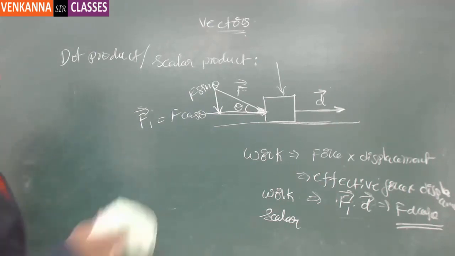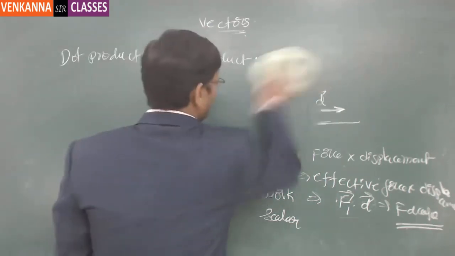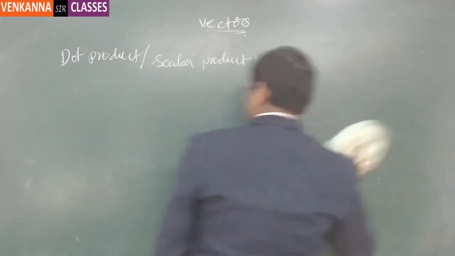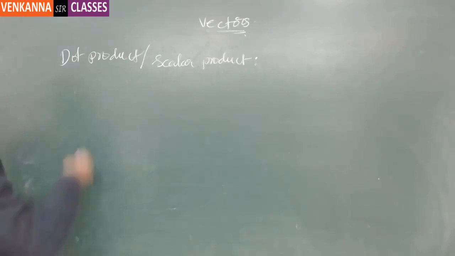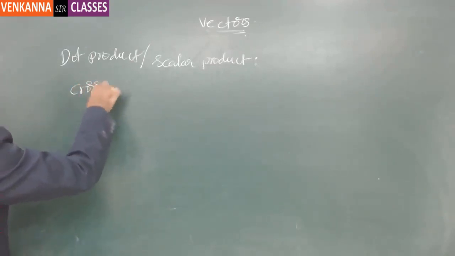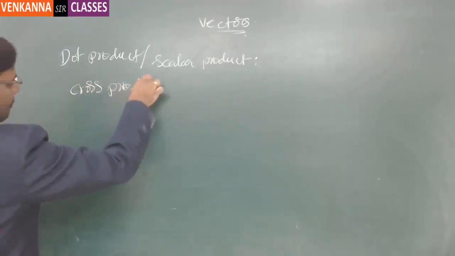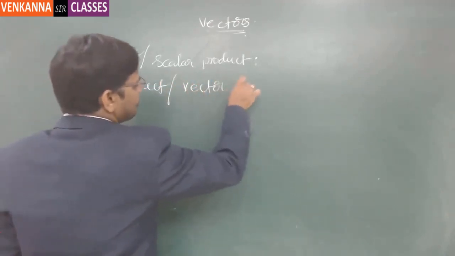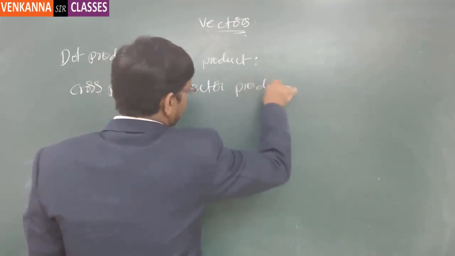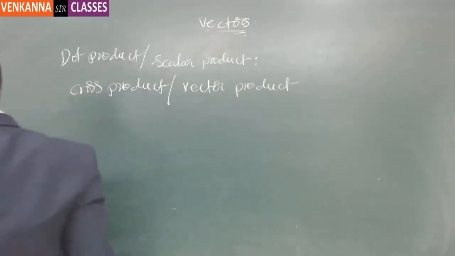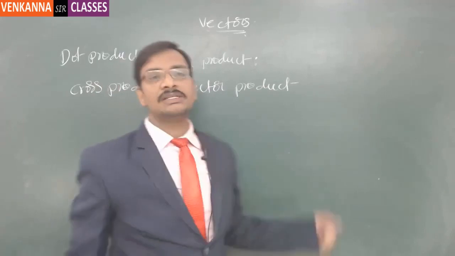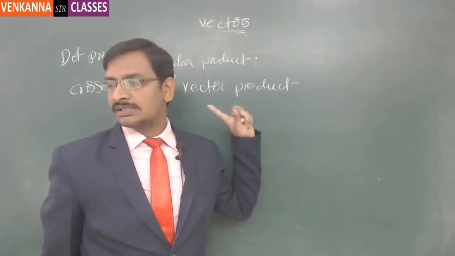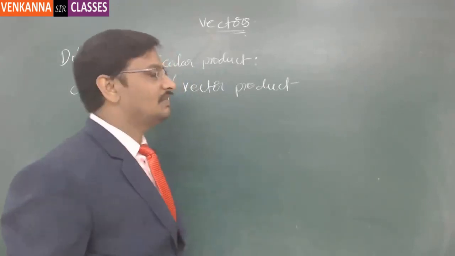Okay. Now actually, if we find out the cross product, or this is also called a vector product. So cross product or vector product. Now actually, when there is a need to consider only the F sin theta factor, then this cross product comes into picture. Now I will give a best example.